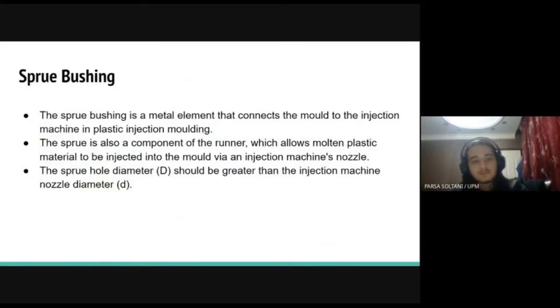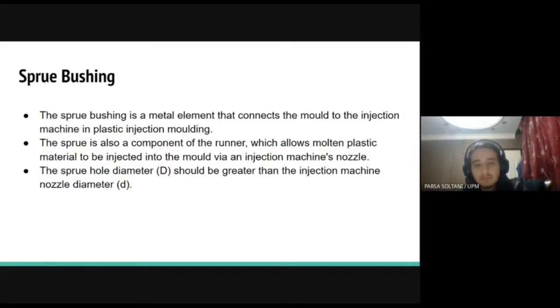So the sprue can't be on itself. We need a sprue bushing. A sprue bushing is a metal element that connects the mold to the injection machine in plastic injection molding. The sprue is also a component of the runner, which allows molten plastic material to be injected into the mold via an injection machine's nozzle.